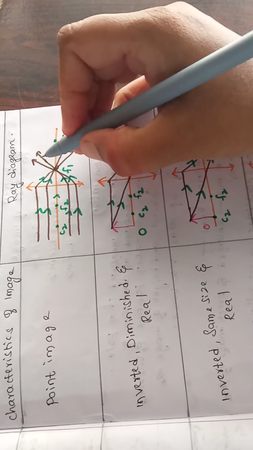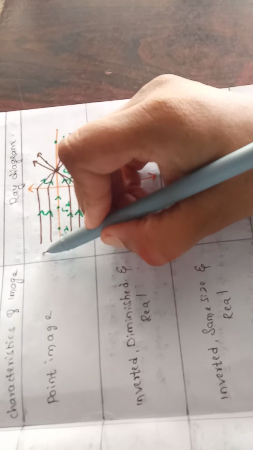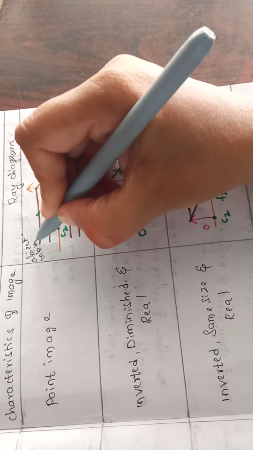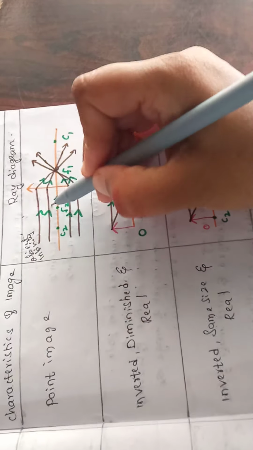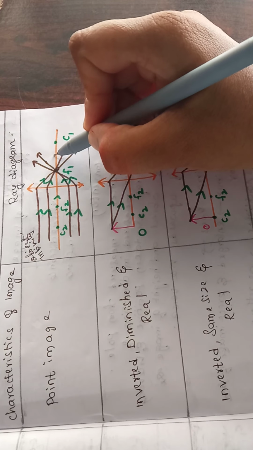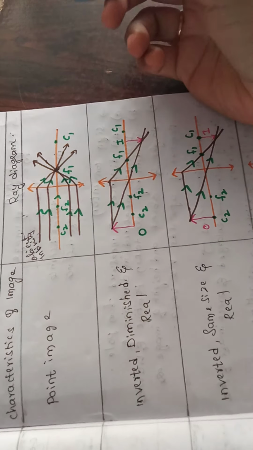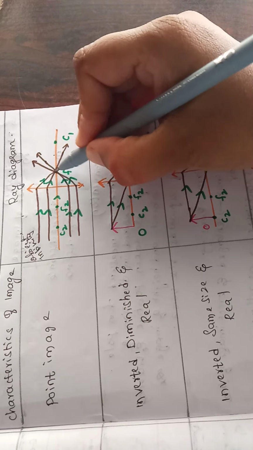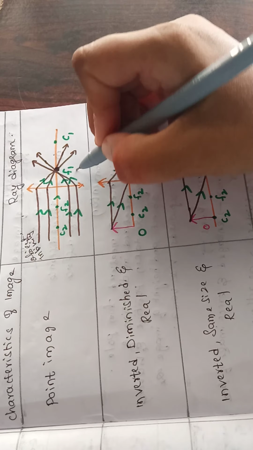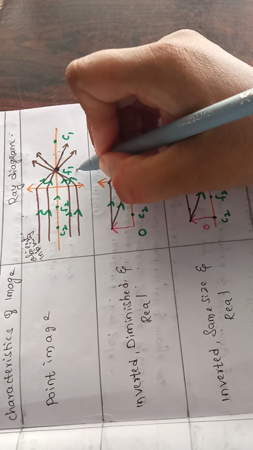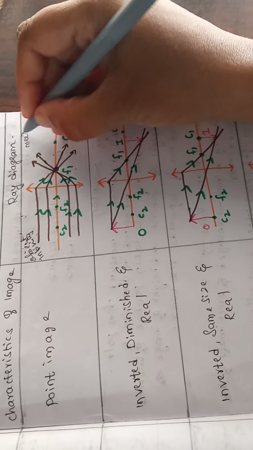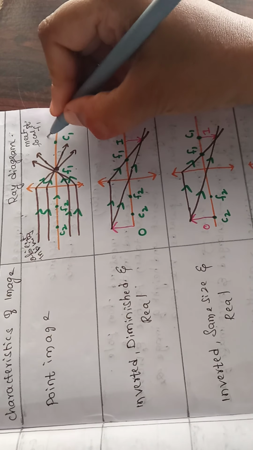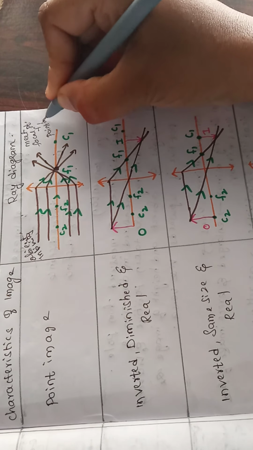So the first point, here the object is placed at infinity. The rays are coming parallel to the principal axis. Here we are drawing in case of a convex lens. Now all the rays meet at a focal point F1, and form a point image.